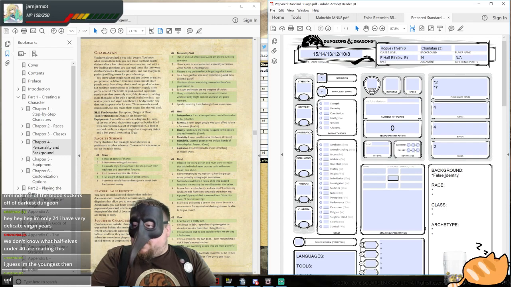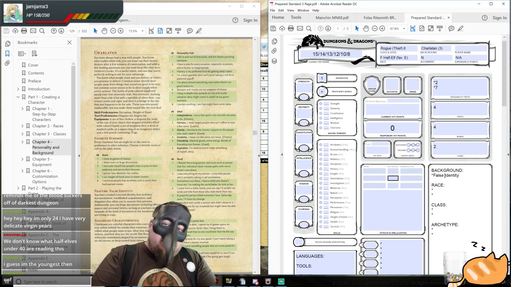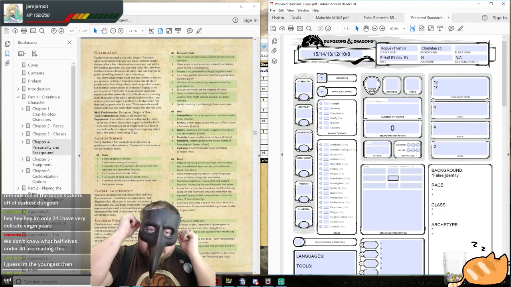We don't know what half-elves under 40 are reading this. That's true. They have very pure, slightly pointed ears, King.